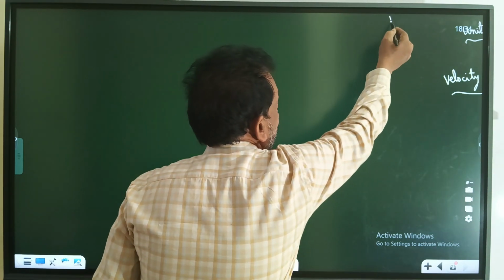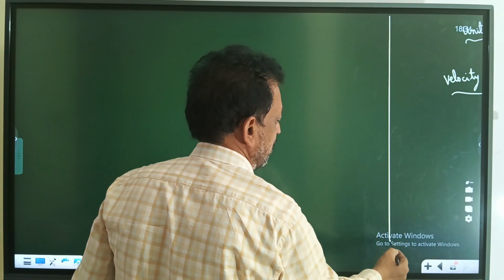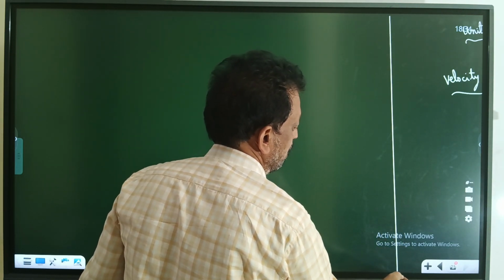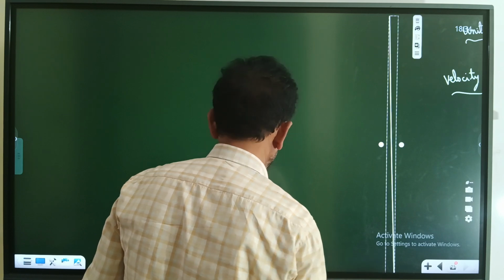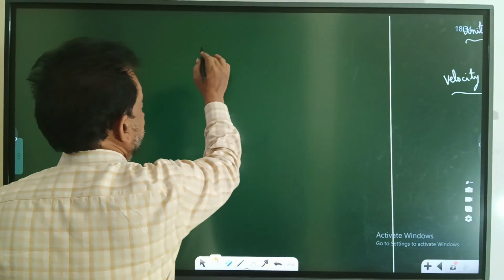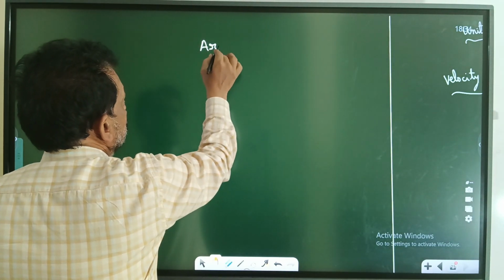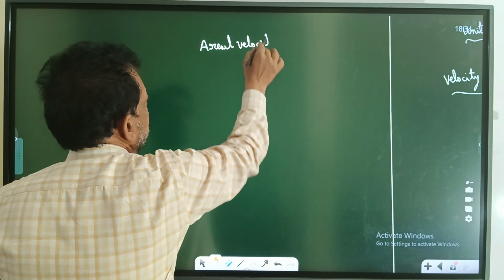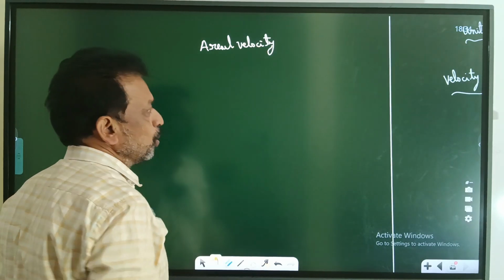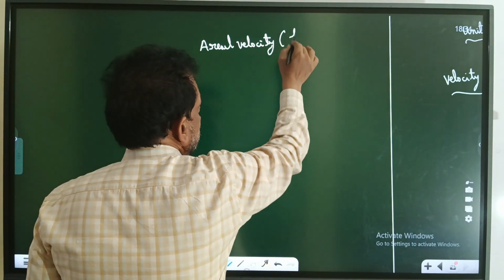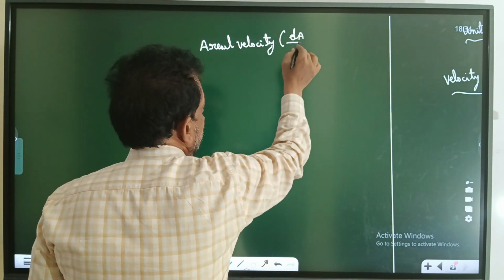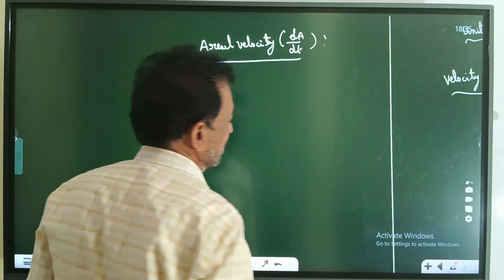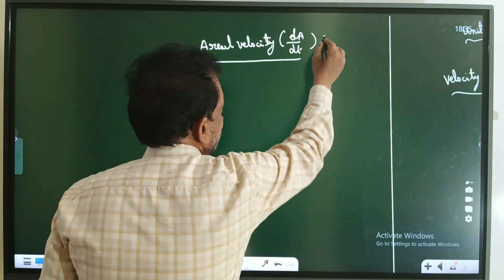Areal velocity. What do we mean by areal velocity? When area is changing with respect to time, it is called areal velocity. Daily we are saying it, but we don't know. That is dA by dt, the change in area by time.